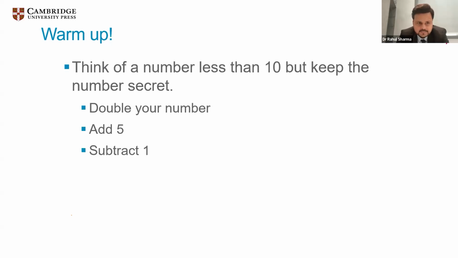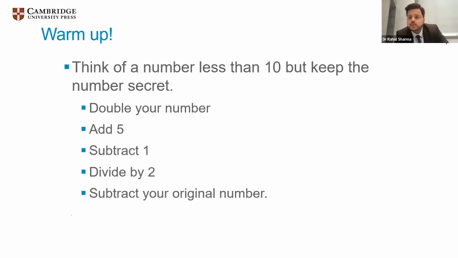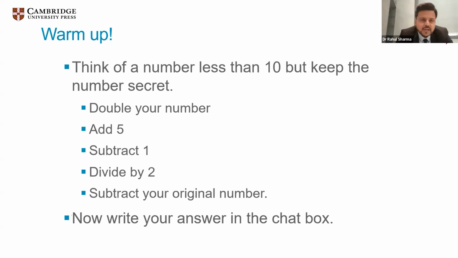Okay. Now subtract 1 from that number which you have thought. Finally, divide that number by 2. If that's done, whatever answer has come, subtract your original number which you had thought. Okay. Now you can write your answers in the chat box. Can I get the answers in the chat box? What is your final answer?